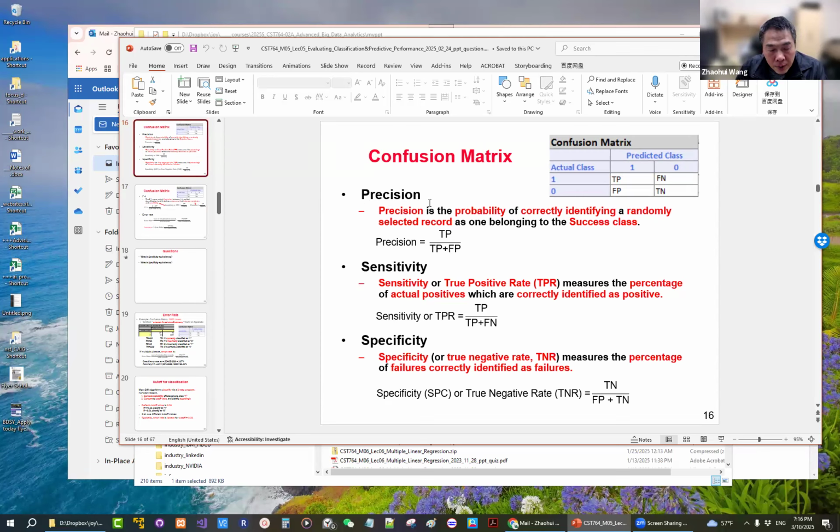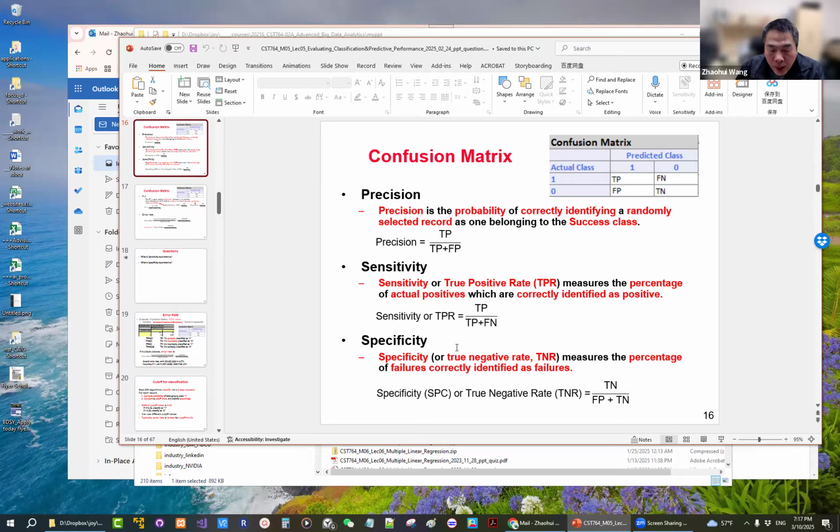The precision. Precision will be the column for the predicted Y: true positive divided by true positive plus false positive. This is the precision. The sensitivity will be the row where the actual class is 1: true positive divided by true positive plus false negative. This is sensitivity.